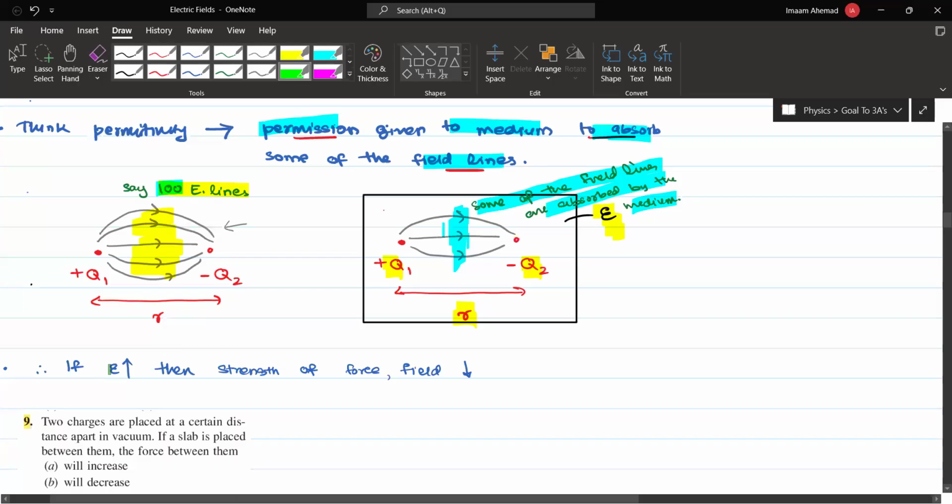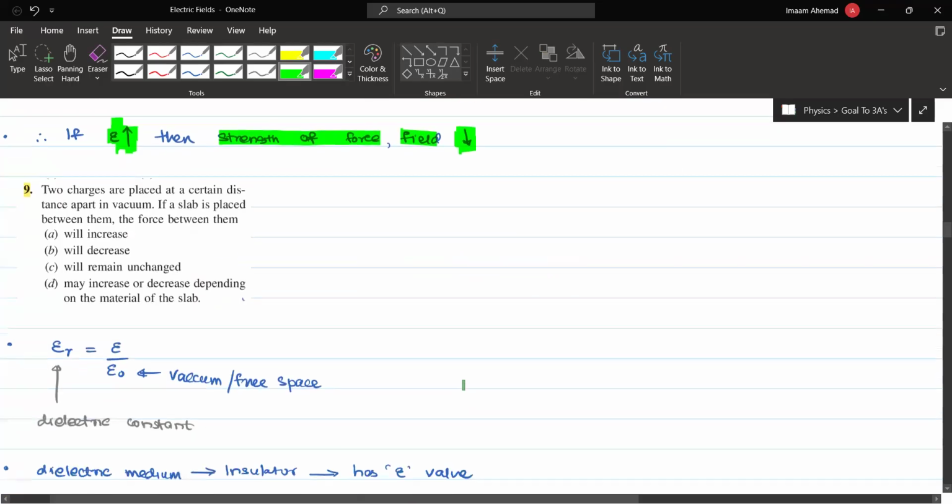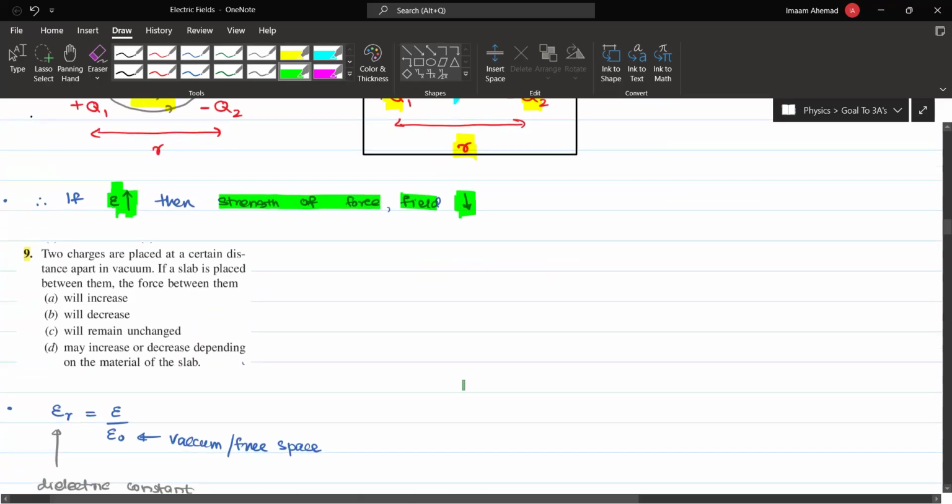Yes. So if epsilon increases, the permittivity of the medium increases, then the strength of the force or the field will reduce. Okay. If epsilon increases, then strength of the force or the field will reduce. Let's try this question. Question number 9.